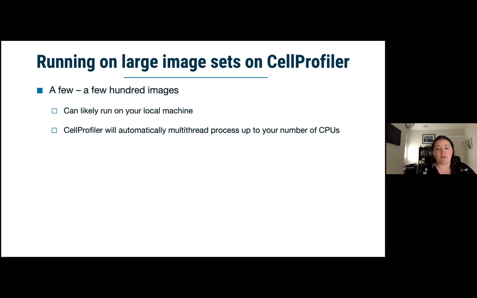CellProfiler will automatically multi-thread, and so spin up identical copies of CellProfiler up to the number of CPUs. So if you have 8 CPUs, which is a pretty standard configuration, CellProfiler can run 8 images at a time instead of 1, making your analysis run 8 times faster. You can also change that number if you don't want it running 8 copies at a time, and you only want it running 1 or 2.